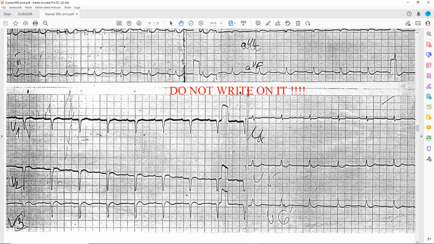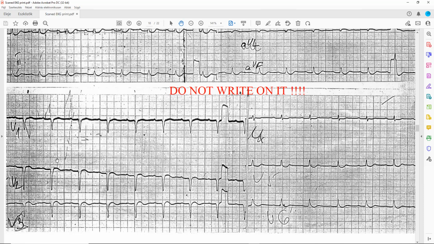Do we have ST elevation here? Yes, after each Q dip there's a little raise. How many millimeters of ST elevation should there be to diagnose infarction? At least 2 in the chest leads. Do we have more than 2? No, we don't. So what does it mean?